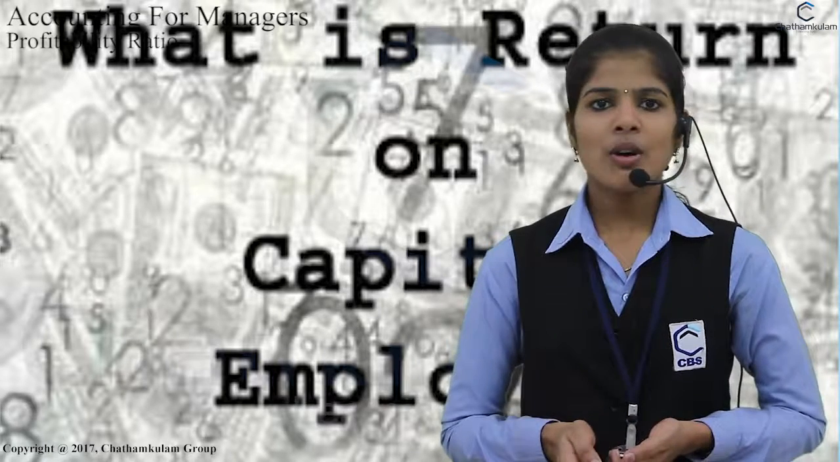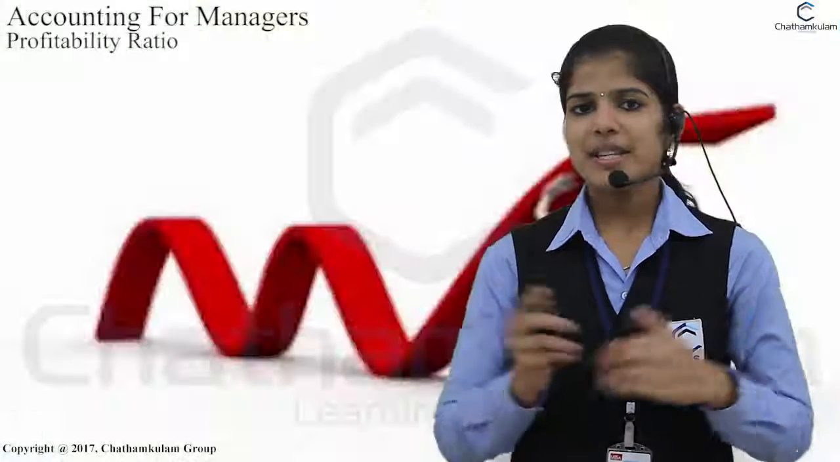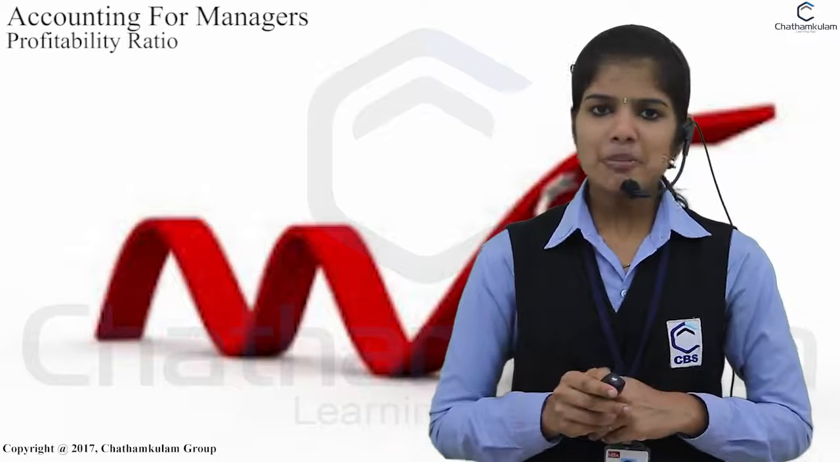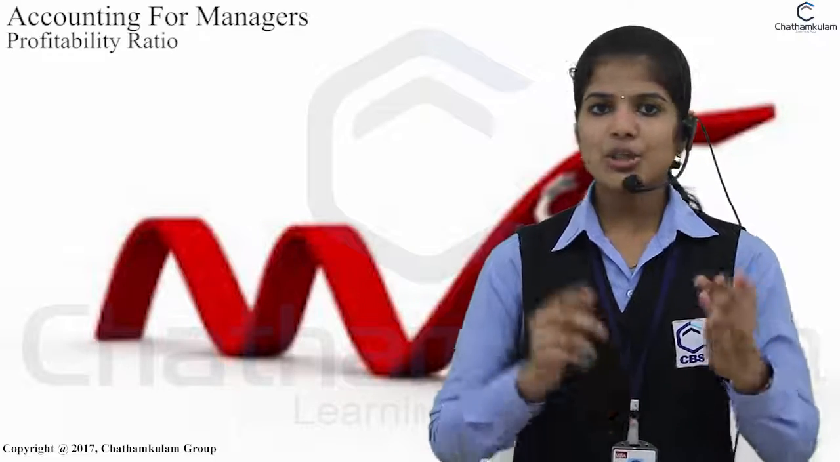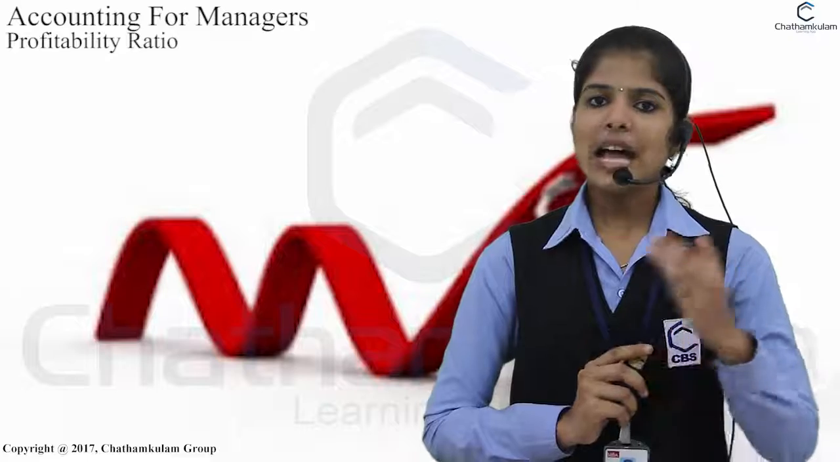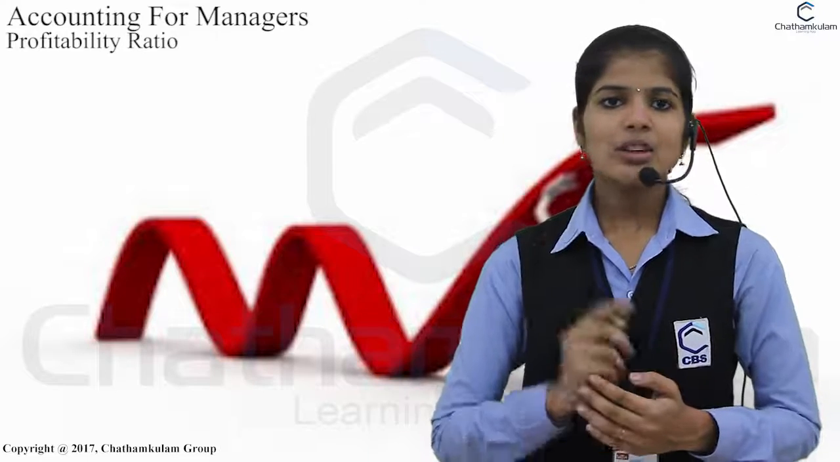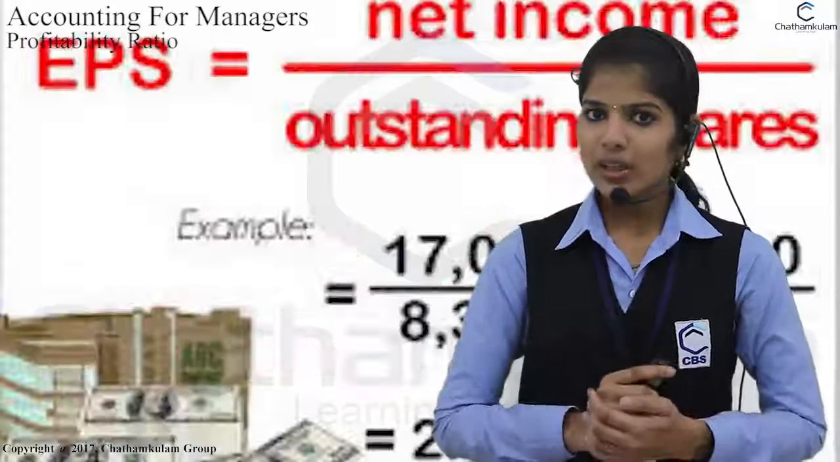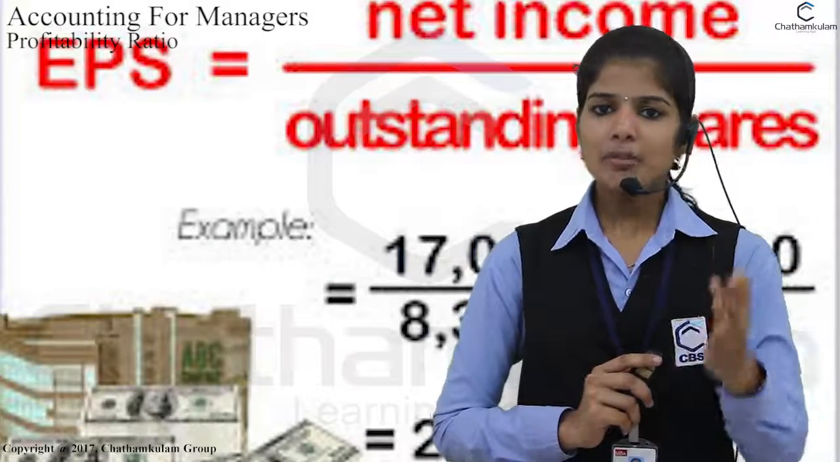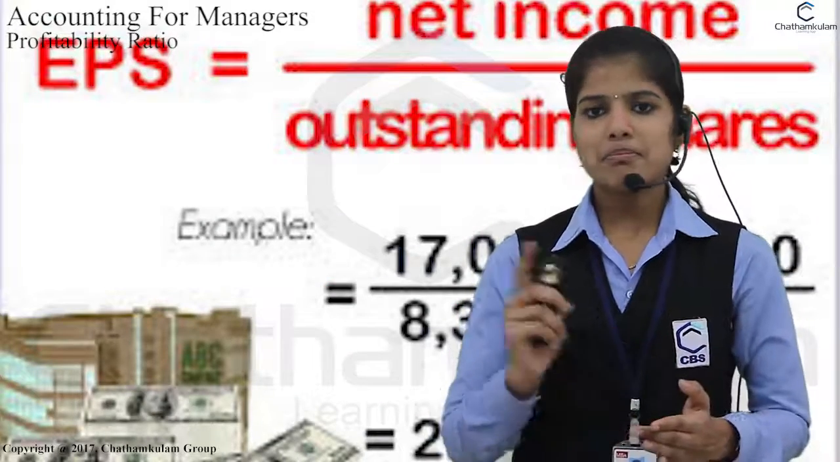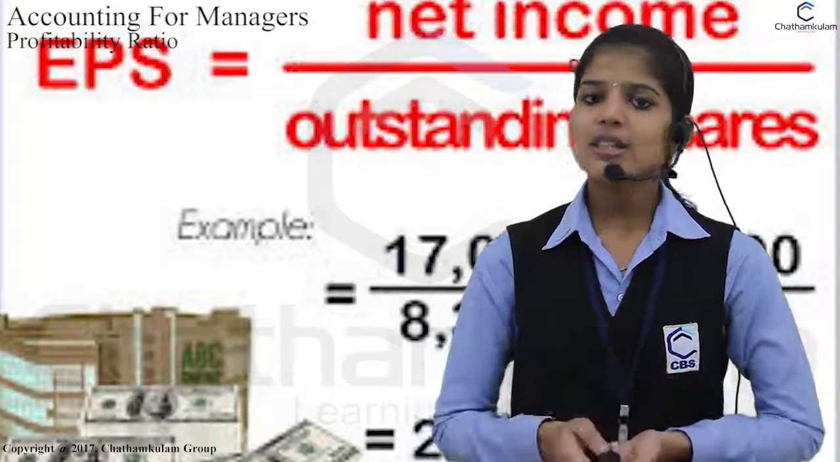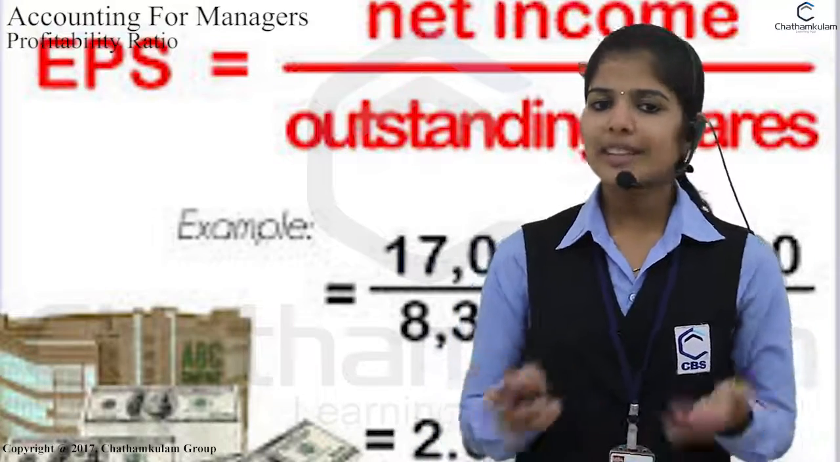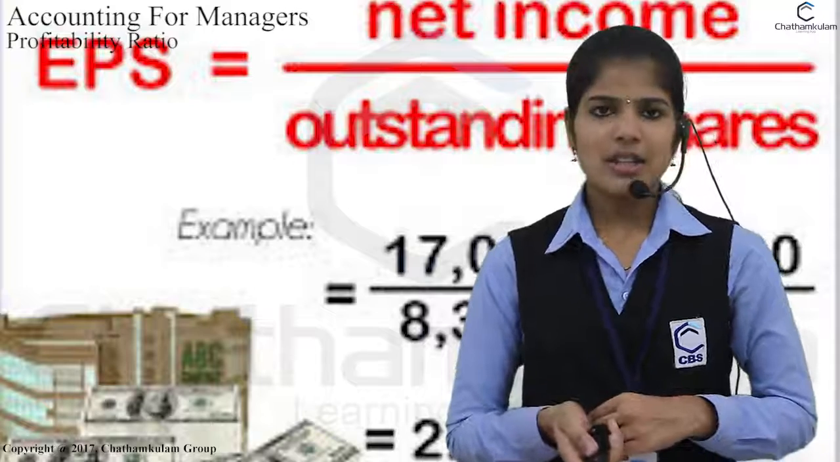Next is the EPS, earnings per share. It measures the profit available to the equity shareholders on a per share basis, the amount that they can get on every share held. It is calculated by dividing the net profit after interest and tax minus PD by the number of equity shares, we get the EPS, earnings per share.